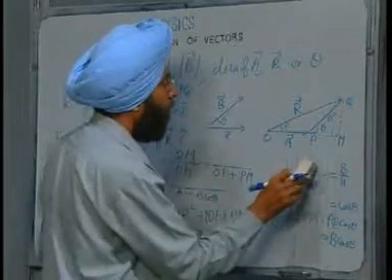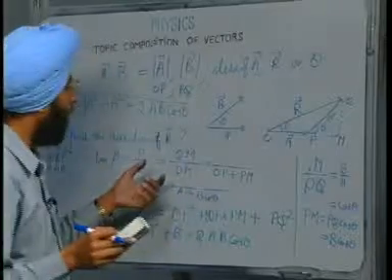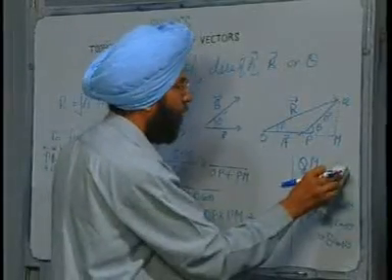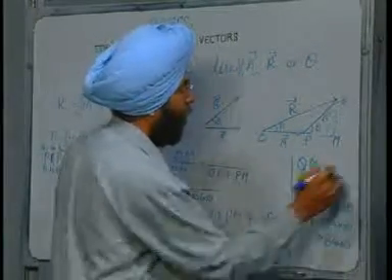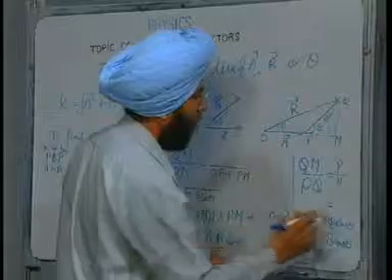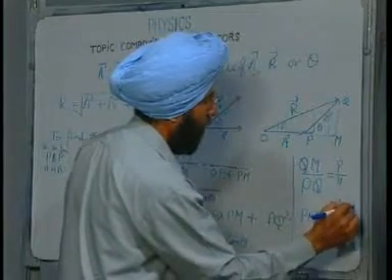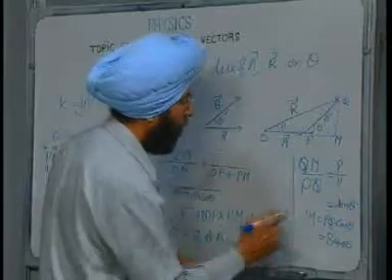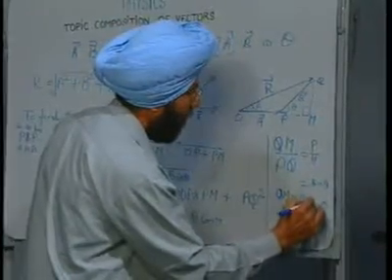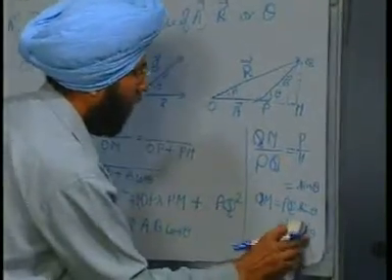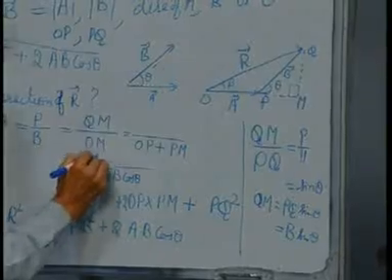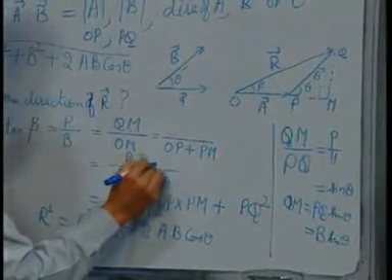Now, what is OM? What is QM? QM is perpendicular. So, we use here perpendicular over hypotenuse is sin theta. So, QM is equal to PQ sin theta. So, QM is equal to B sin theta. So, we have B sin theta here.